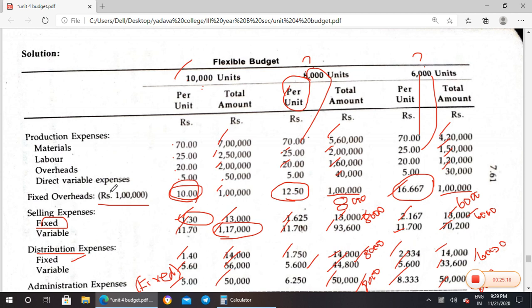Only thing, fixed cannot be changed. Fixed should be followed for however many units or percentage we are having; that cannot be changed. That is the main thing for a flexible budget.